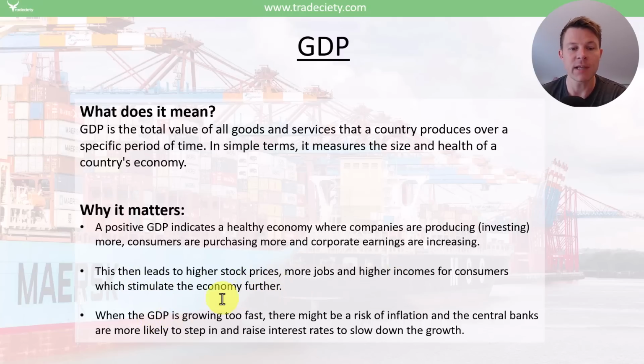However, when the GDP is growing too fast, there might be a risk of inflation, and the central banks are more likely to step in and raise the interest rate to slow down the economy when the GDP growth is getting too fast. So you can see, too much of a good thing is not always good when it comes to fundamental data.